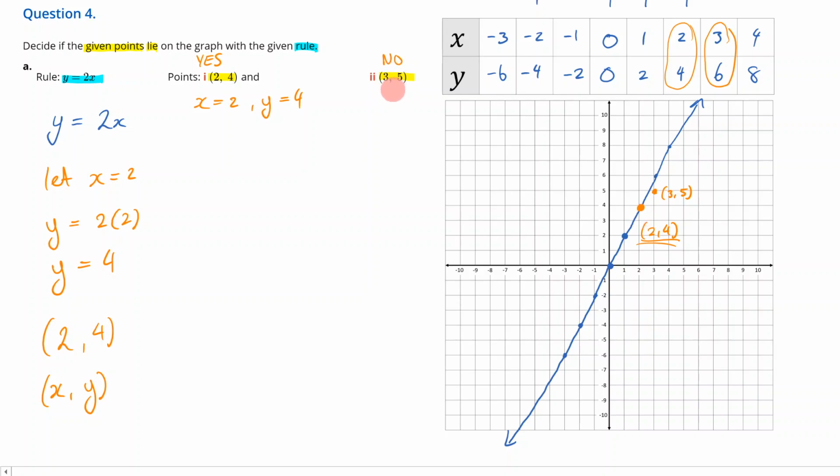But over here, again, this is the quick way to do it. You would just say, all right, this is saying that when x is equal to 3, y is equal to 5. Well, is that true for my rule? Is it lying on that graph? Well, you'd say, let x be equal to 3. You would sub 3 into the rule, and you'd get 6 out. And that means that we get the point (3, 6). Because remember, this is my x value, and this is my y value. Well, (3, 6) is not (3, 5). So the answer is no. This line goes through (3, 6), not (3, 5).